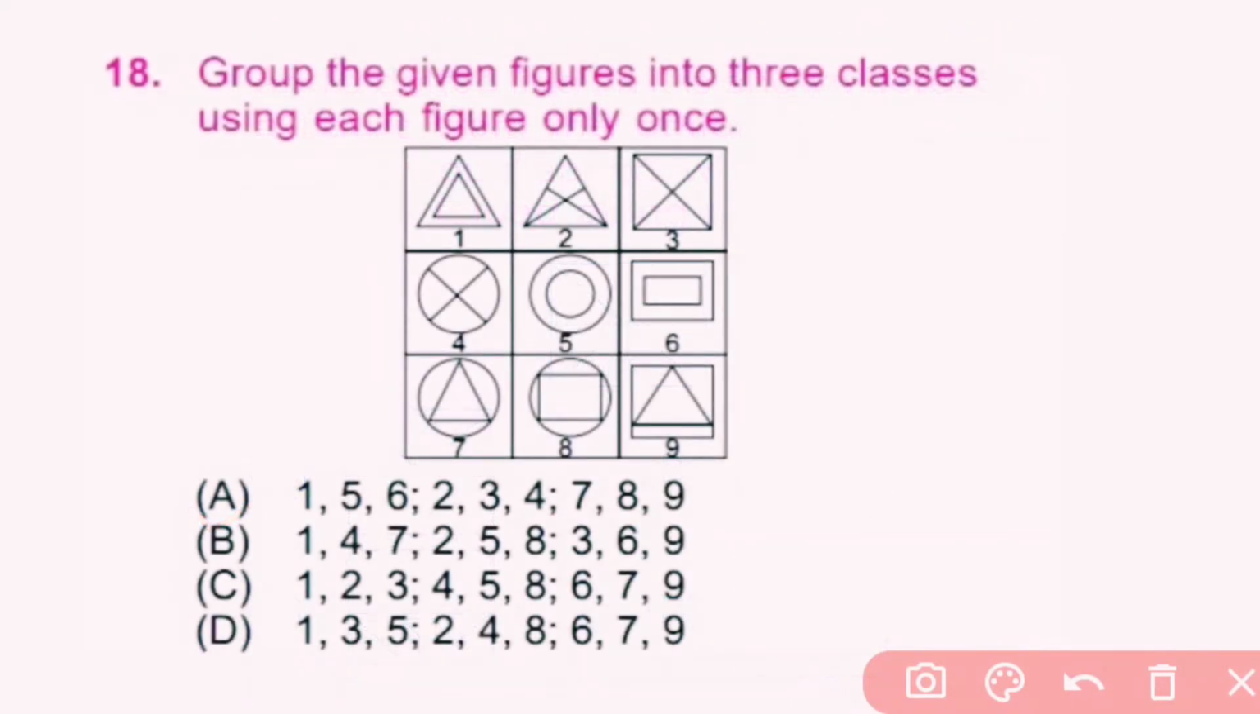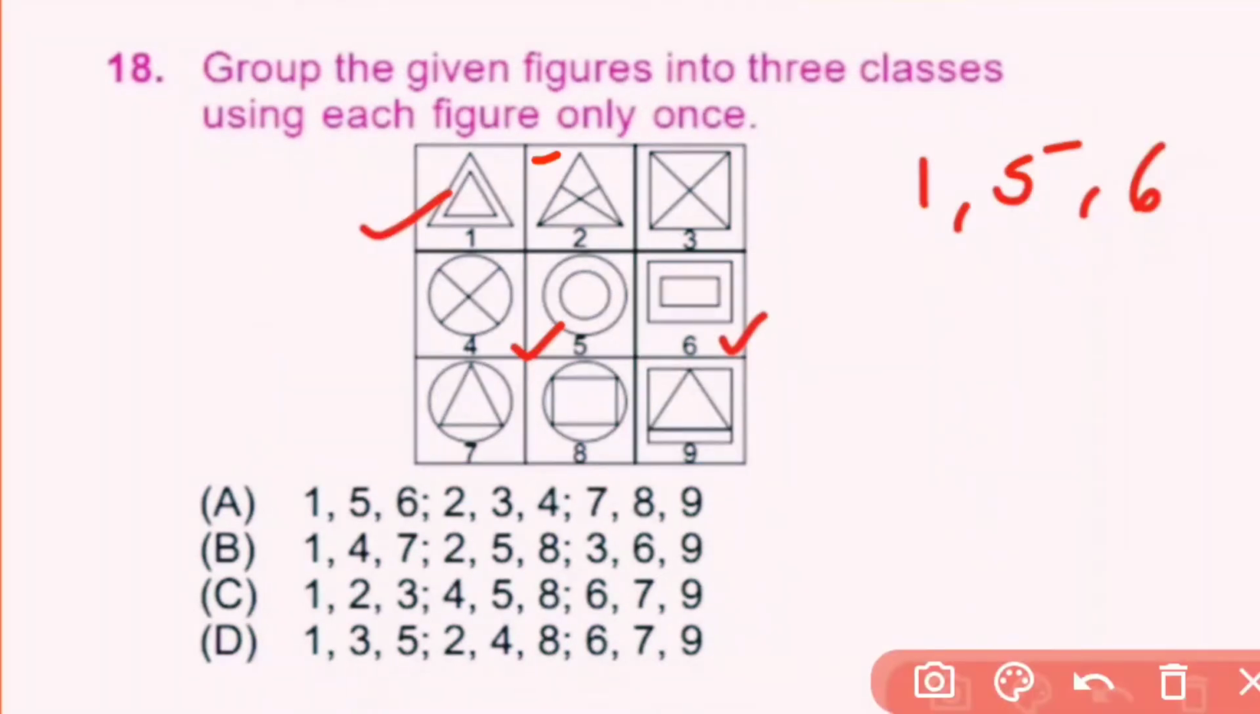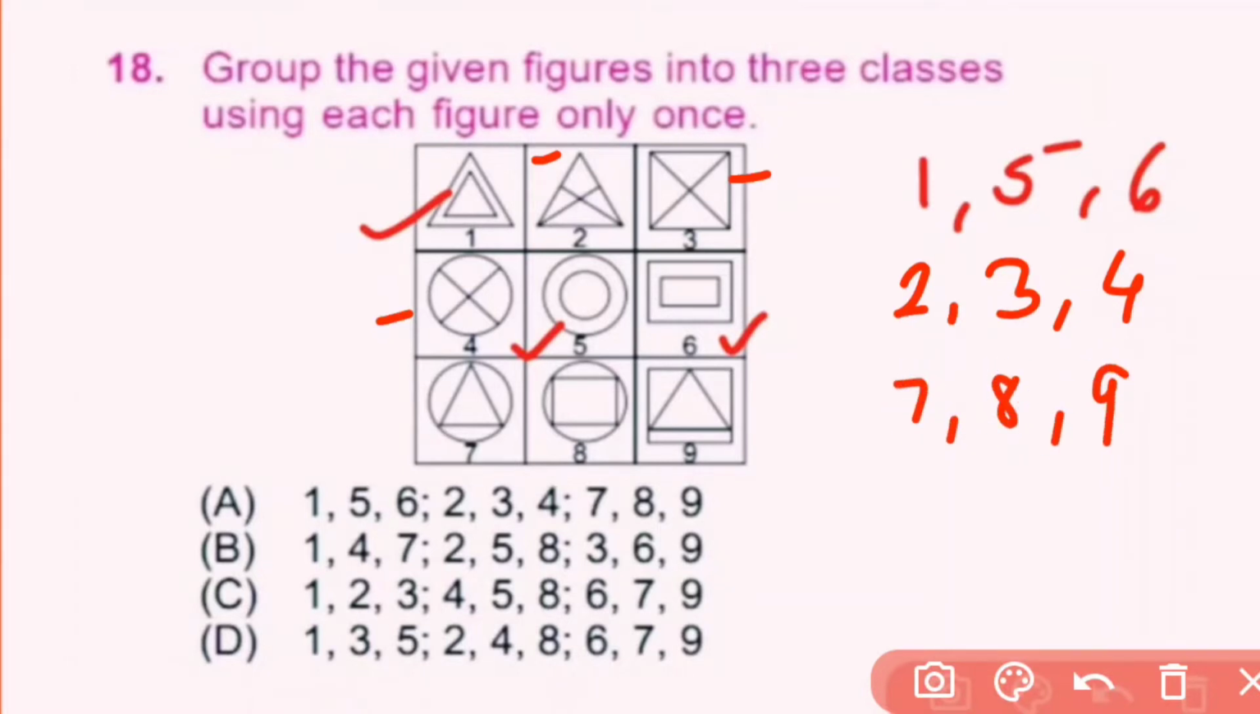Question number 18. Group the given figures into 3 classes using each figure once. So here the first group is 1, 5 and 6, because all these 3 figures have 2 similar shapes. The second group is 2, 3 and 4, because 2 intersecting lines are present in the interior part of these 3 figures. And the third group is 7, 8 and 9, because 2 different shapes are there. So here A is the correct answer.